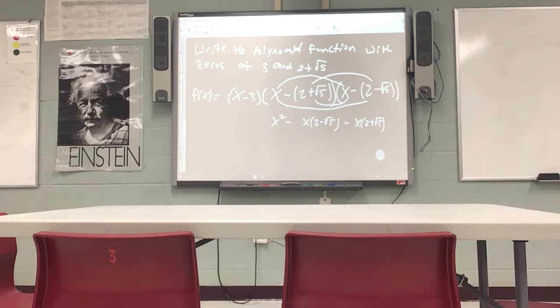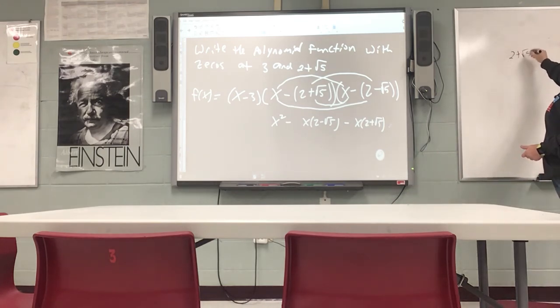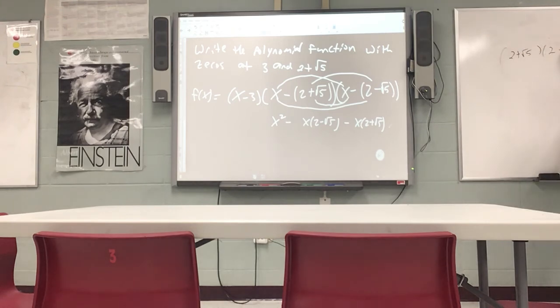Now, are they going to cancel? Kind of. The square root? So that'll get you a 4 minus 2 square roots of 5 plus 2 square roots of 5 cancel. Square root of 5 times square root of 5 is the square root of 25, which is 5. So that gets me negative 1. Right?